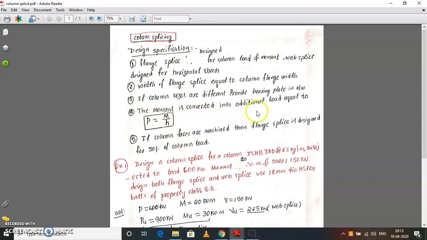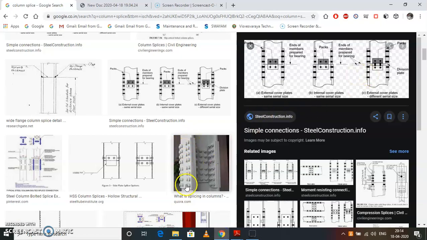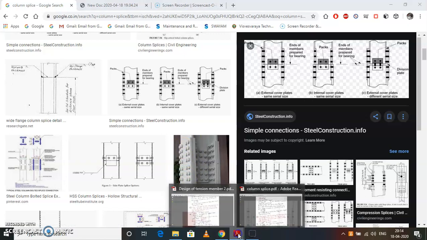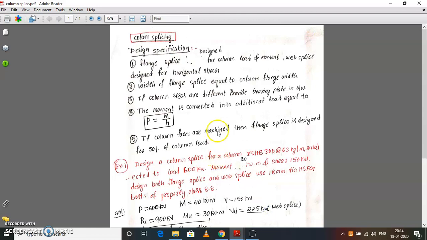The moment is converted into additional load equal to M by H. H is the height of the section, or depth of the section. If the column faces are machined, then flange splice is designed for 50% of the column load. That means if the faces of the columns are finished mechanically, then they transfer load very accurately to the lower column. In that case, these flanges have to be designed for 50% of the load coming on the column, or else we have to design for 100%.